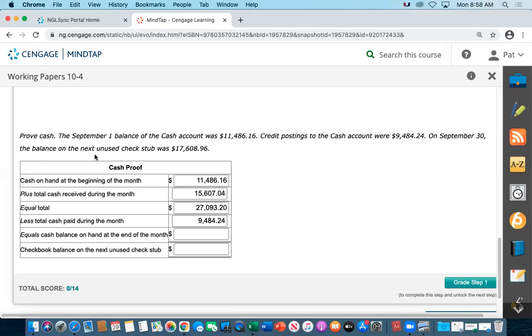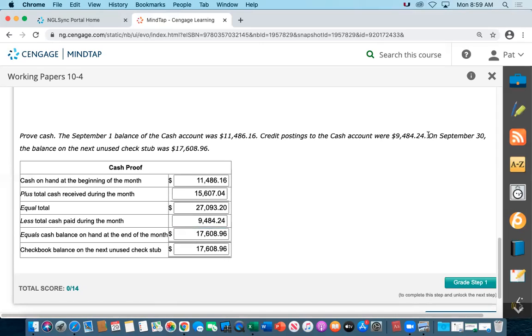On September 30th, the balance on the next unused check stub was $17,608.96. This says checkbook balance on the next unused check stub, the very bottom line. We're going to make sure it equals that. So how do we find this one? We take the 27,093.20 and subtract 9,484.24, and hopefully these two at the bottom equal. If they don't, we want to recheck math, recheck typing, and then talk to me, because you wouldn't want to proceed. But 27,093.20 minus 9,484.24 does equal the same amount.